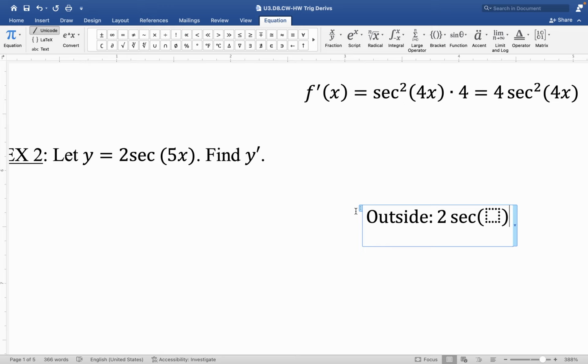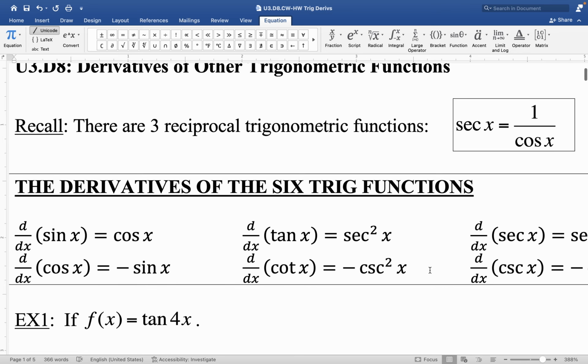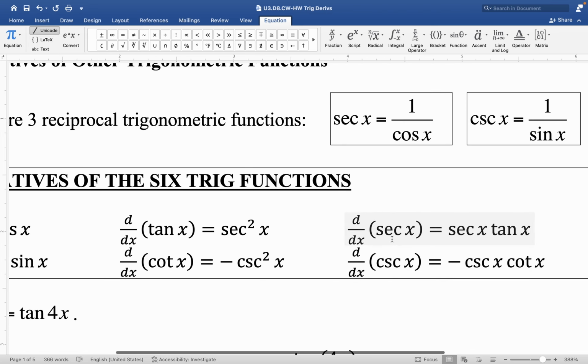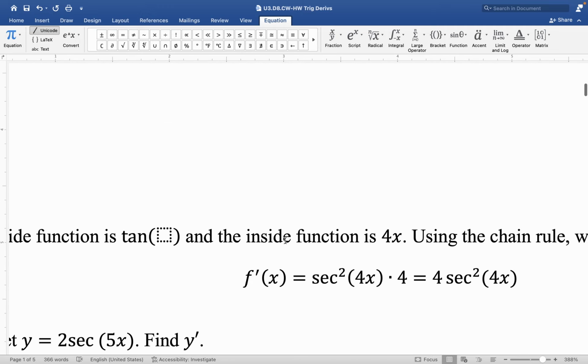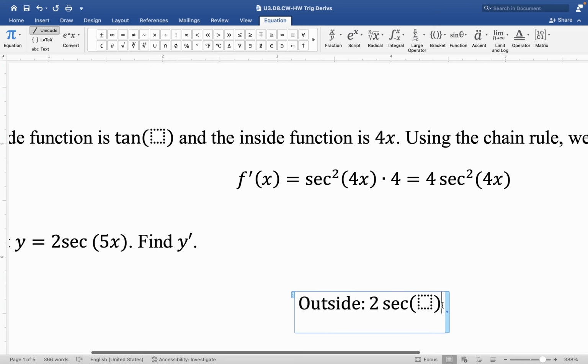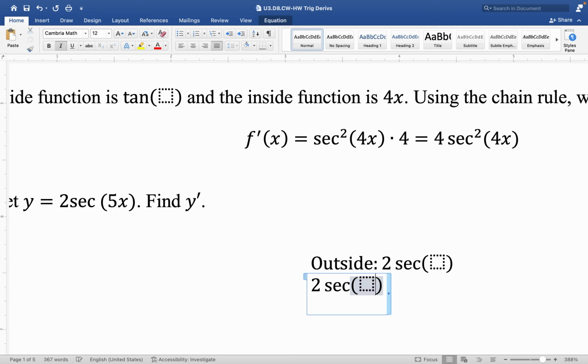So we need to, according to the chain rule, take the derivative of the outside function. What's the derivative of 2 secant blank? Well, you got to remember, what's the derivative of secant? If you scroll up and look at the formulas at the top of the page, the derivative of secant x is secant x tangent x. Okay, the derivative of secant x is secant x times tangent x. And so the derivative of 2 secant blank must be 2 secant blank tangent blank.